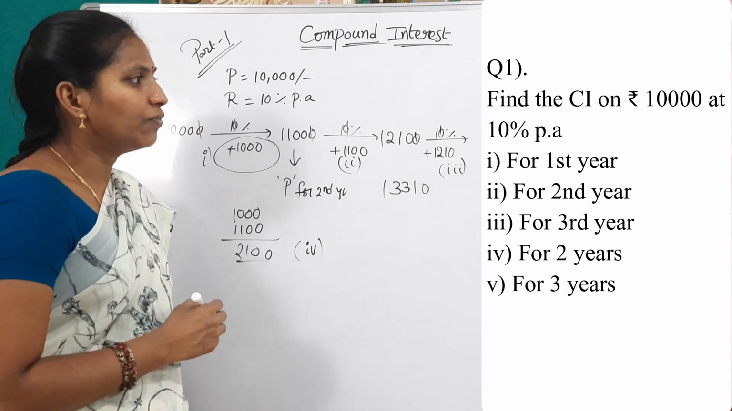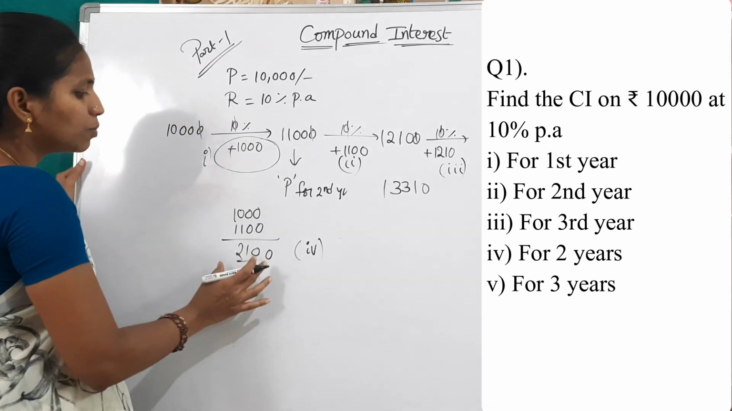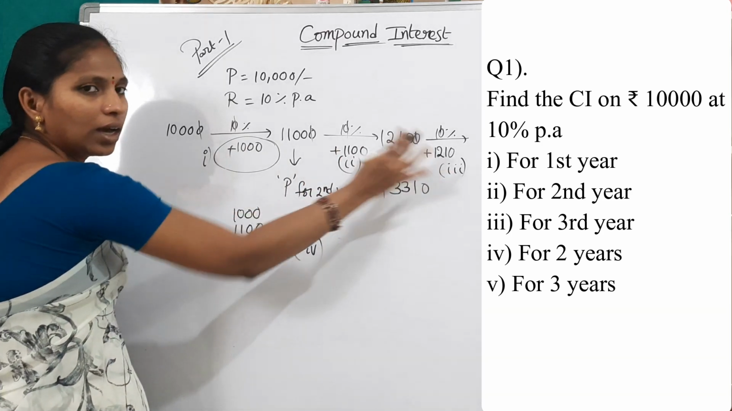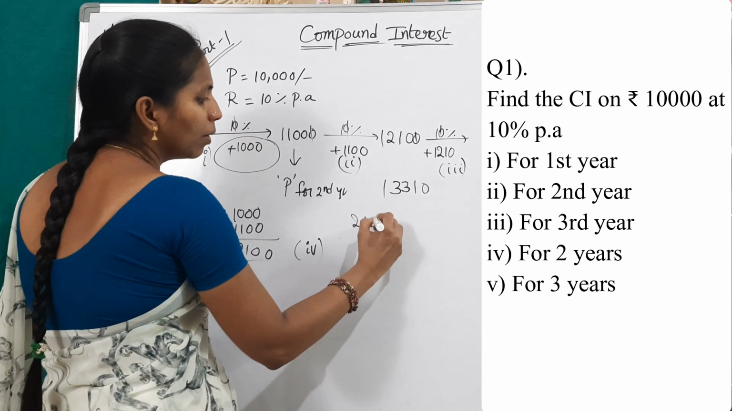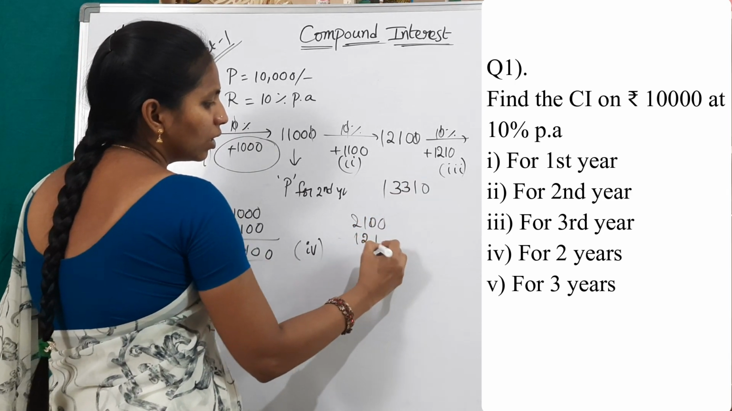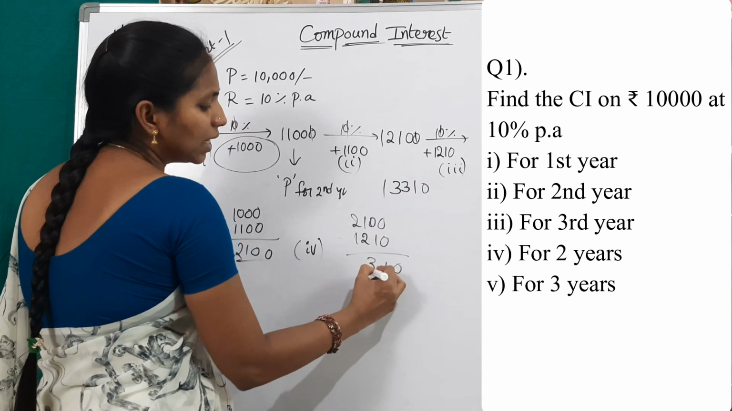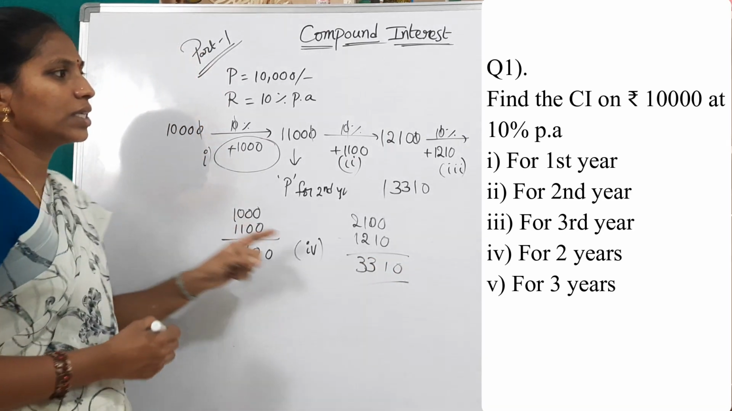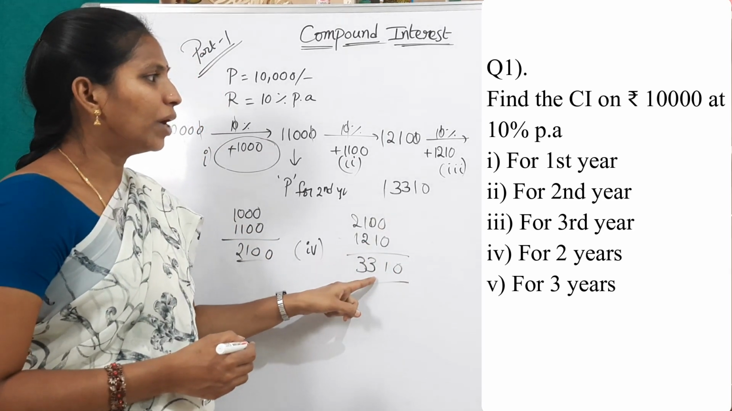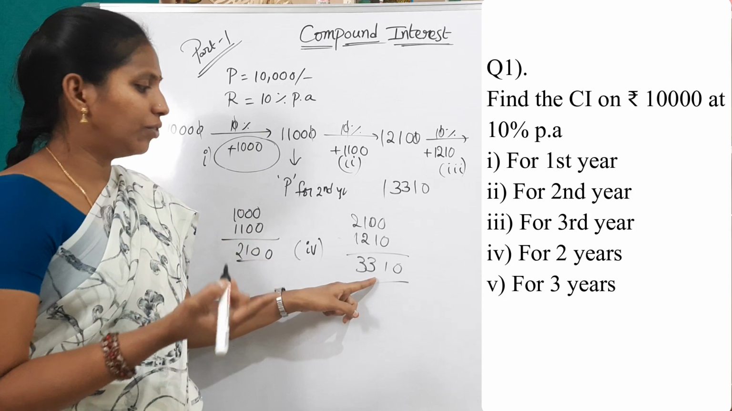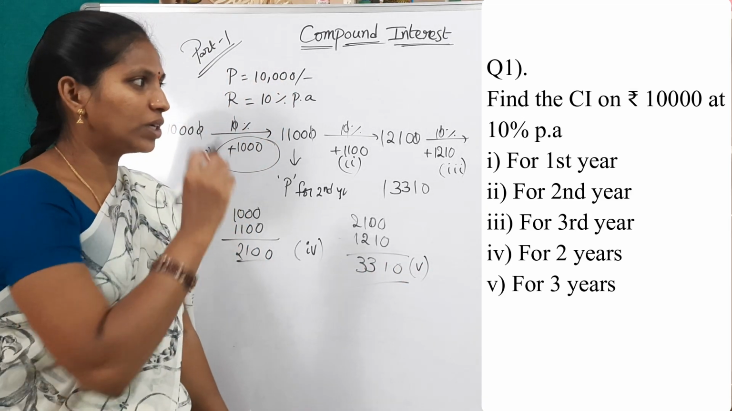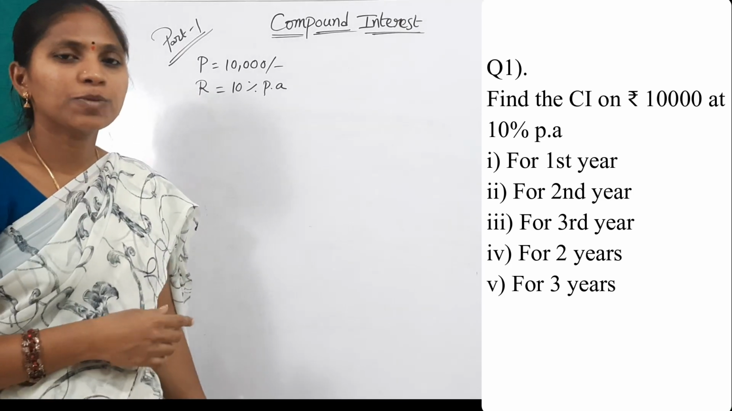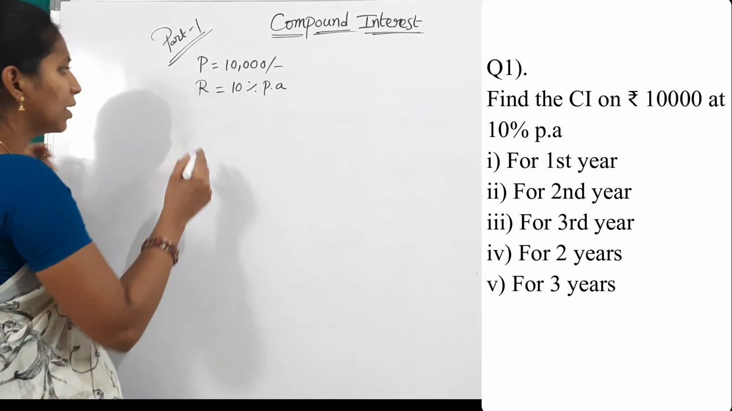And the fifth question, for 3 years. For 3 years means add these 3 compound interests. 2100 plus 1210. The result is 3310. This is the compound interest after 3 years. This is the result for which question? The fifth sub question in the first question. Let me explain in another method.